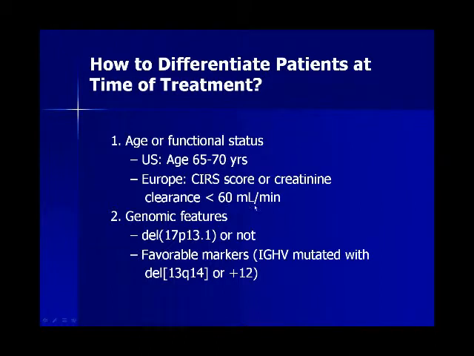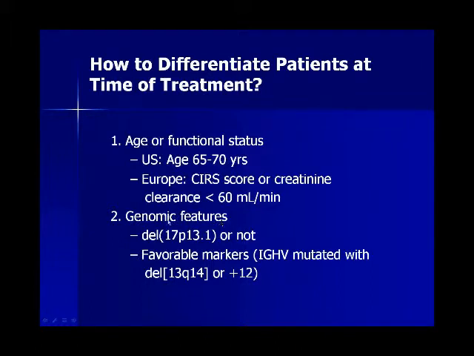Renal function is particularly important because fludarabine, one of the main drugs in CLL, is excreted in the kidney, and if you don't have good kidneys, you can't have that drug. So you can look at the age, and you can look at how fit people are, or probably in combination, you can also look at the genetic features.